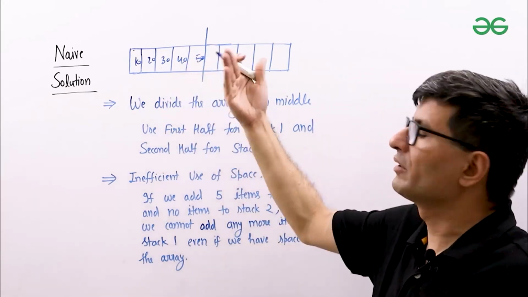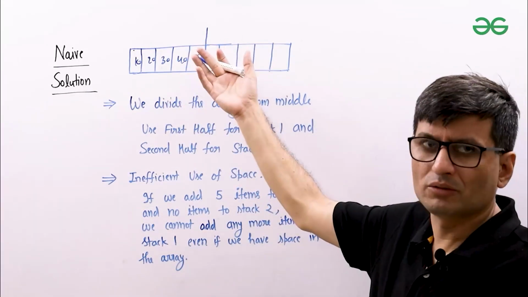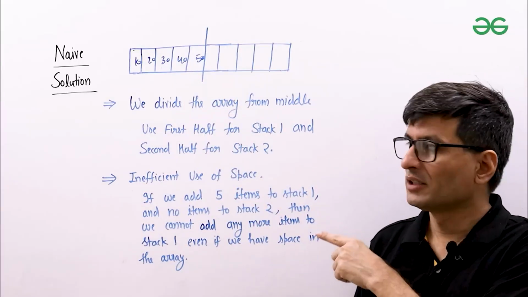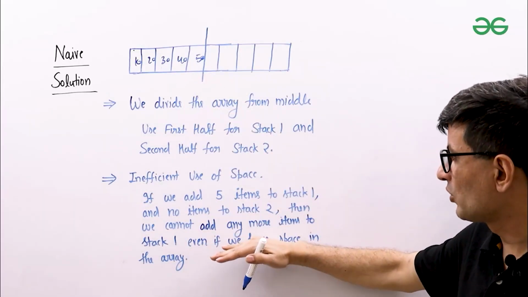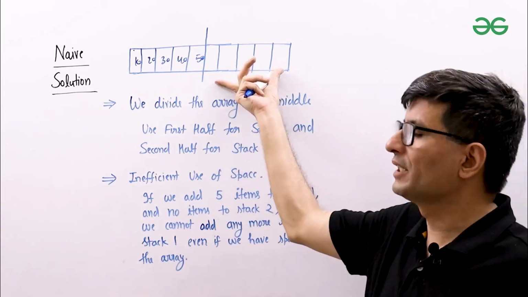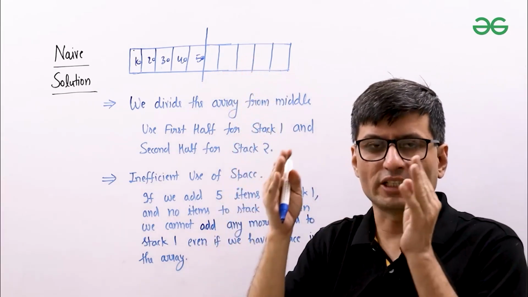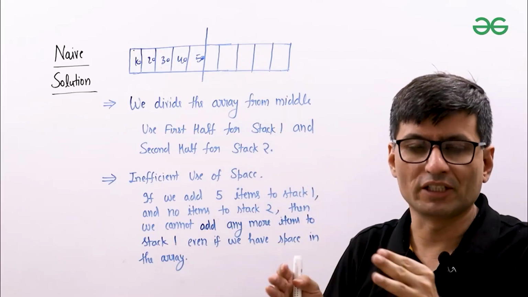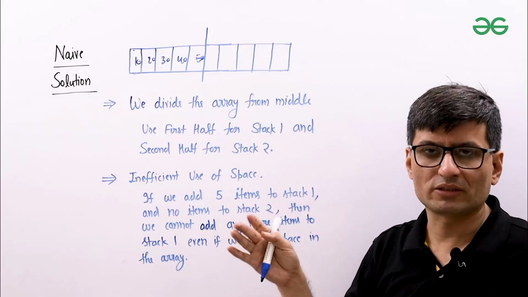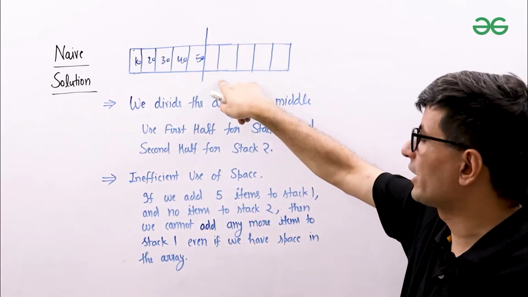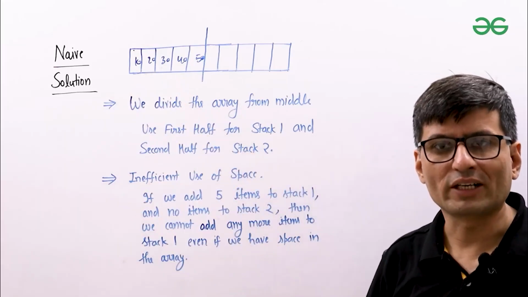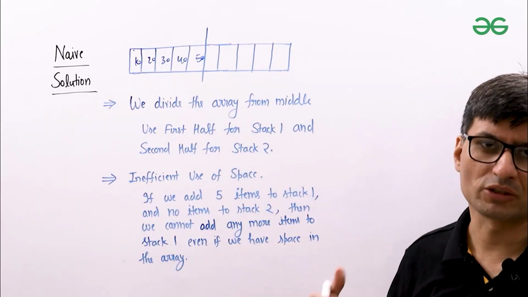Now if you pop an item, 50 will be removed, right? And if you add more items, you can't add more items. So this is the problem with this approach. After 5 items, if I want to add any more item to stack 1, I cannot, even if I have space in the array, because I fixed the size of stack 1 and stack 2 to 5 elements, the maximum size of stack 1 and stack 2. Even if you have space left in the array, you can't add any more items in stack 1. And that is why it is inefficient in terms of usage of space.